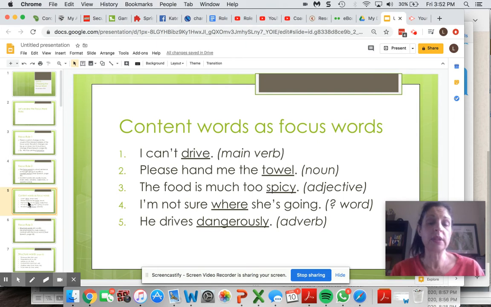The last one is an adverb. Remember, adverbs describe verbs. Adjectives describe nouns. Adverbs describe verbs or actions. And adverbs often end in the letters ly. He drives dangerously.